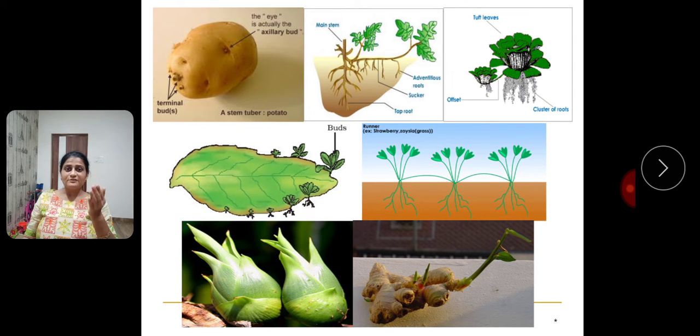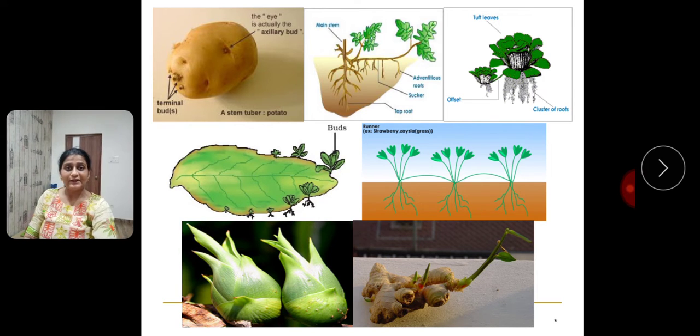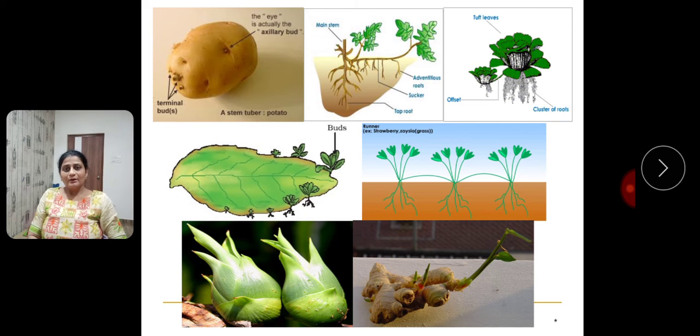Again, this process, that is layering process, is done with the help of human beings. So it is called artificial vegetative propagation. Then the third one is grafting. Grafting also is the artificial vegetative propagation. And in this method, parts of two stems are joined in such a way that they grow as one plant.